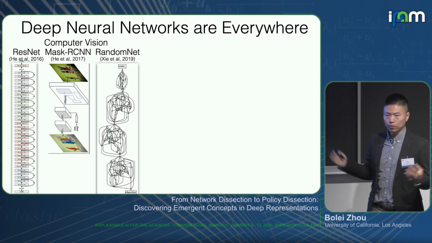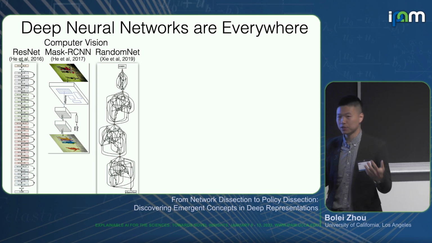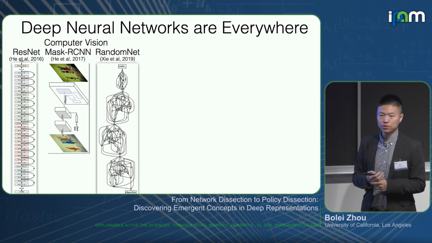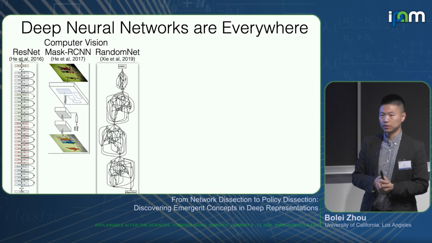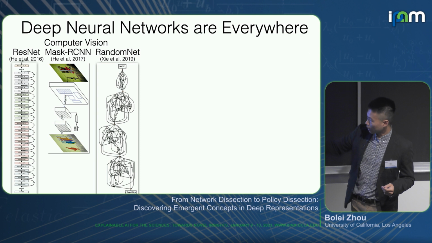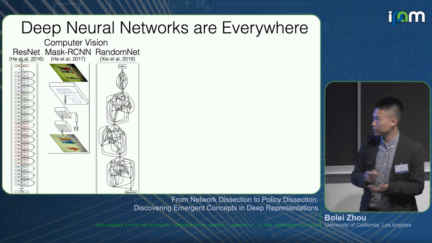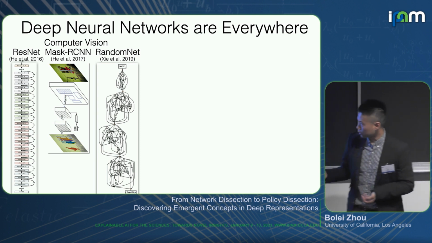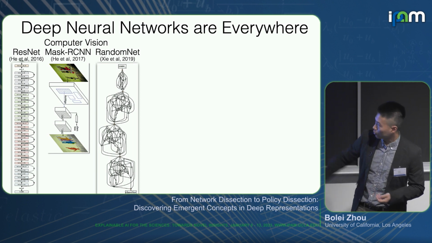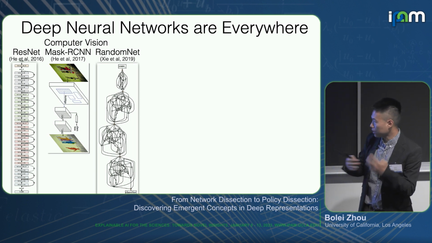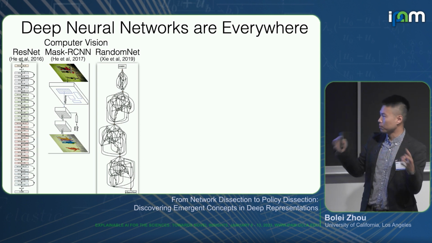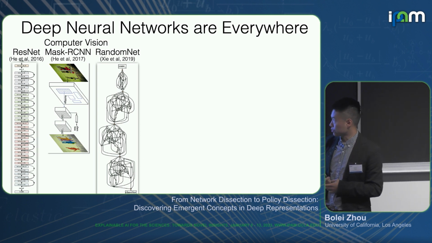People developed all kinds of crazy architectures. If you take a look at the recent machine learning conferences, a lot of different architectures have been developed. In computer vision, we have ResNet, which has hundreds of layers, also models with different structures, and also random networks that try to eliminate the architecture priors and automatically learn the structures.